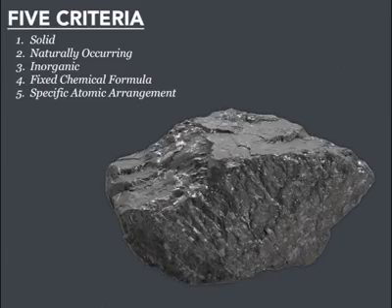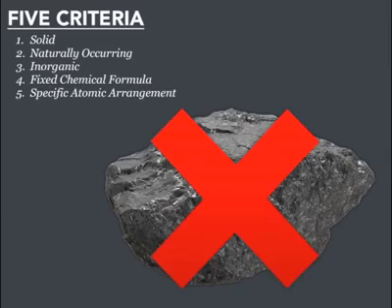What about this chunk of bituminous coal? Well, if you know anything about coal, you would know that it's actually formed from ancient tropical plants that have been compressed and squeezed together for millions of years. So it is a solid, and it's certainly naturally occurring, but because it's made from plants, it is organic, and therefore it doesn't meet criteria number 3.